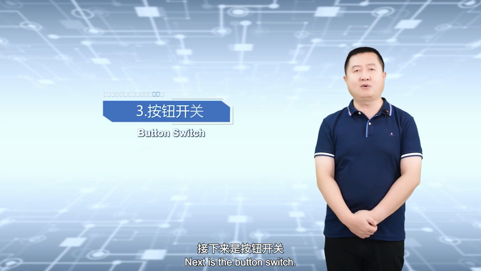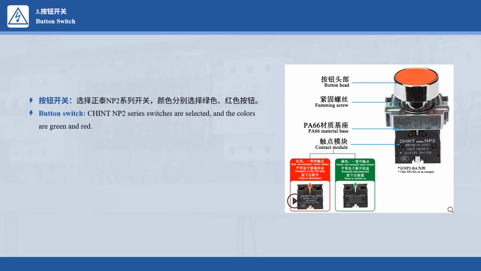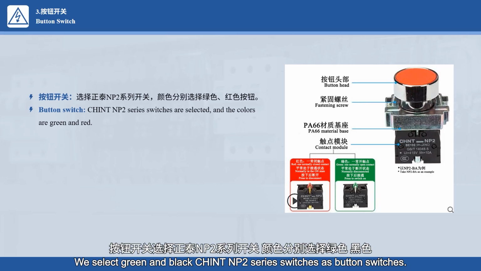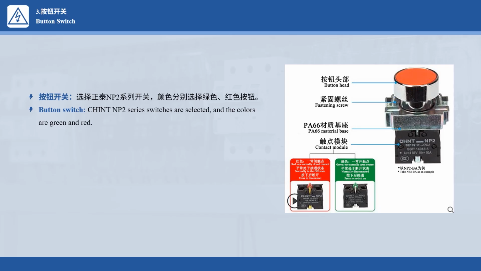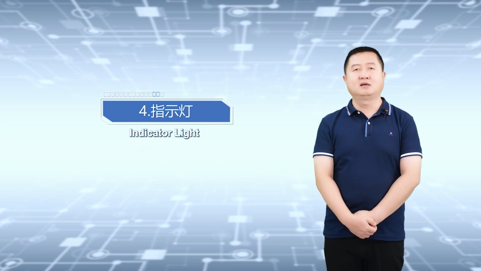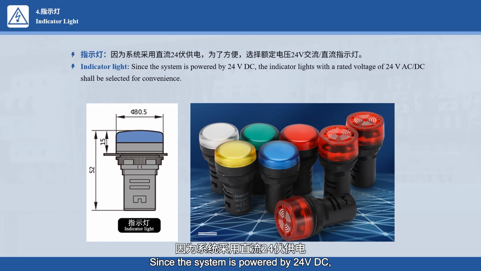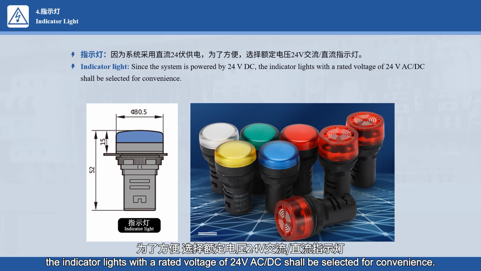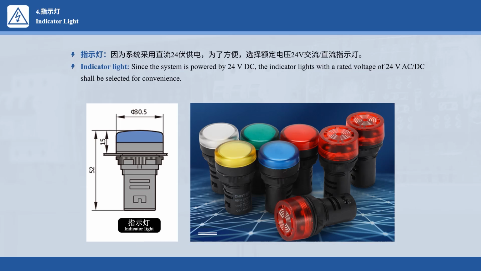Next is the button switch. We select green and black Chint NP2 series switches as button switches. Indicator light. Since the system is powered by 24-volt DC, the indicator lights with a rated voltage of 24-volt AC/DC shall be selected for convenience.